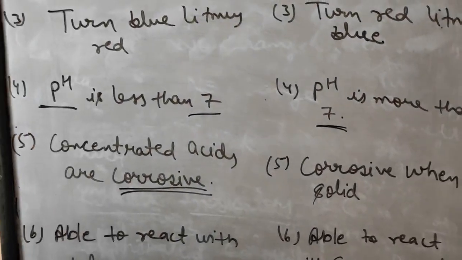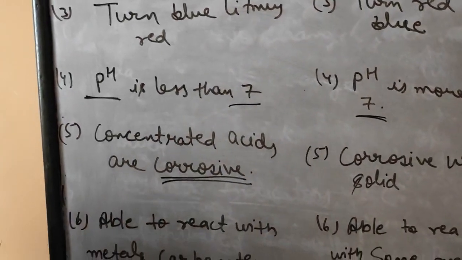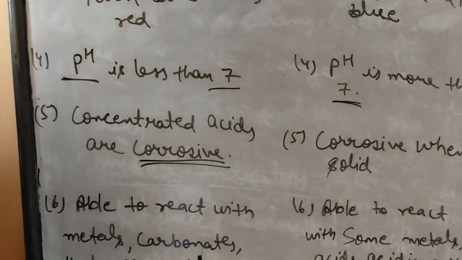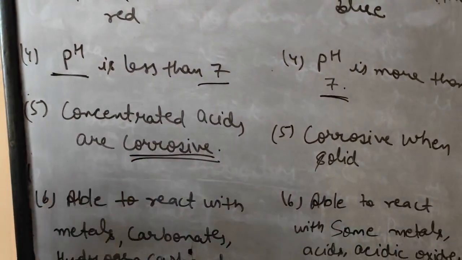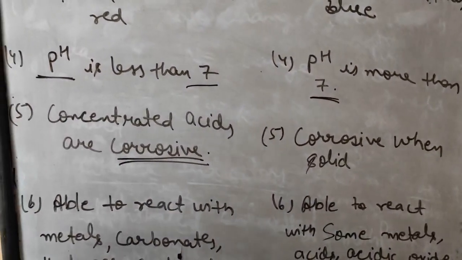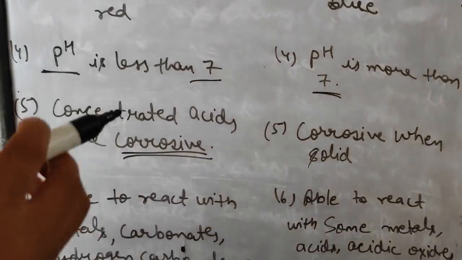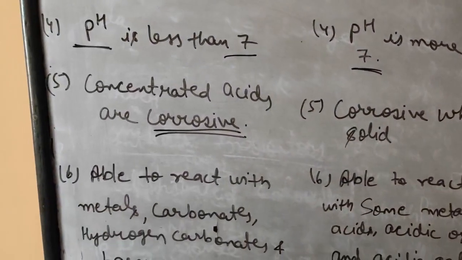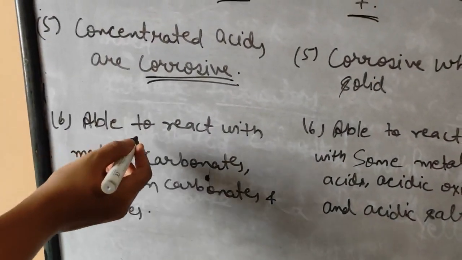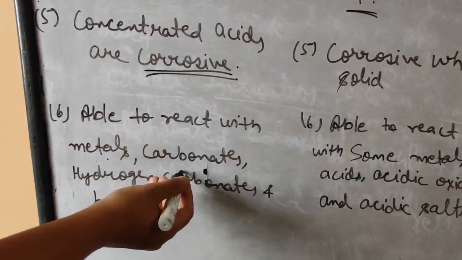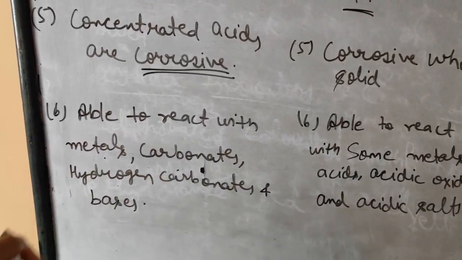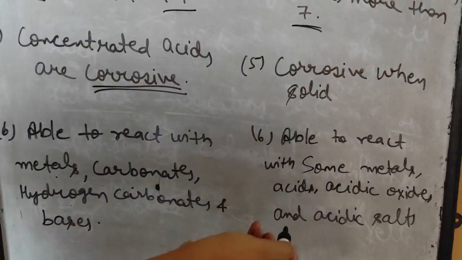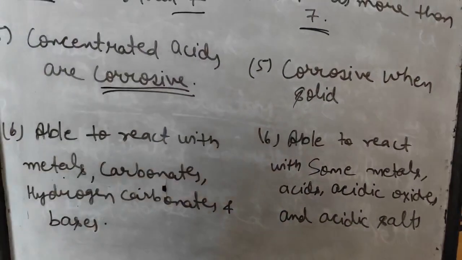In chapter 1 I told you about corrosion and how it occurs. Here concentrated acids are also one of the factors which promotes corrosion. So concentrated acids are corrosive in nature, but bases are generally not corrosive in nature. Some bases which are solid are corrosive only. The sixth property is acids are able to react with metals, carbonates, hydrogen carbonates and bases. And bases are able to react with some metals, acids, acidic oxides and acidic salts.